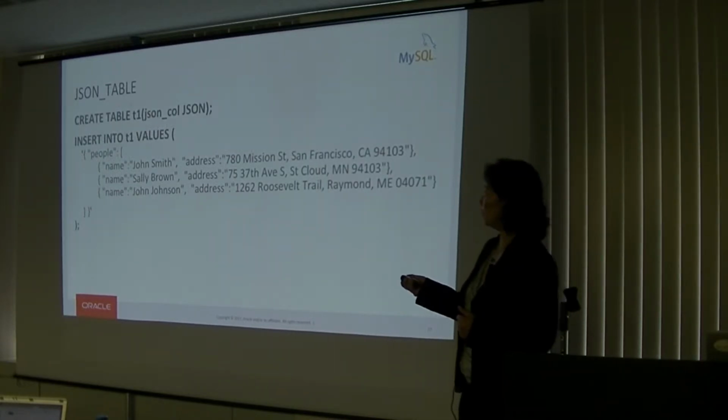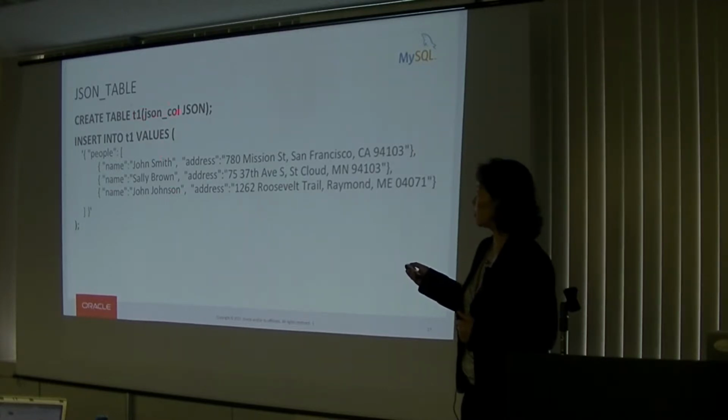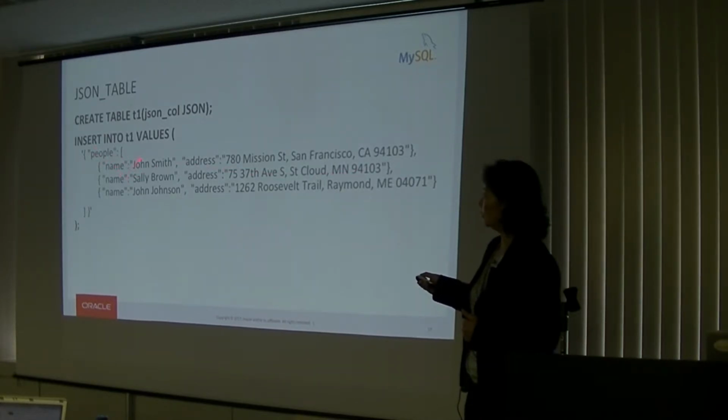For instance, we have a create table with a JSON column called JSON. And we insert some values, which is an array of John with John's address, and Sally Brown, and John Johnson.